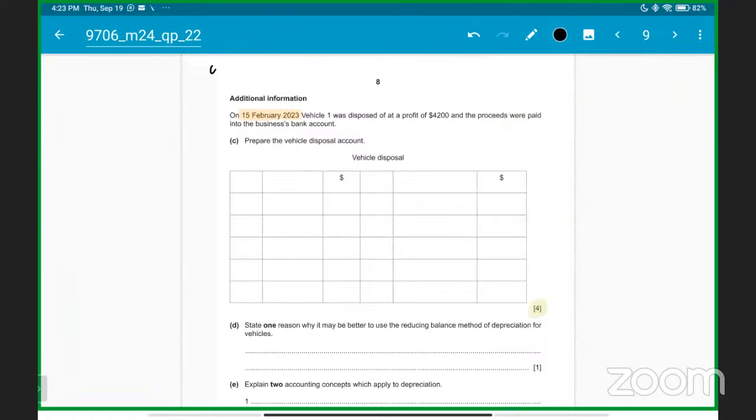Make sure dates are the most important thing in the chapters of depreciation and company accounts. 1st January 2023 till 31st December. Now we are in the next year, students. And we need to understand that this is the next year that we are part of. And on 15th February, vehicle 1 is being disposed. And it's the first time, an unusual thing, that they have given the profit, students. Okay, so they have given you the profit.